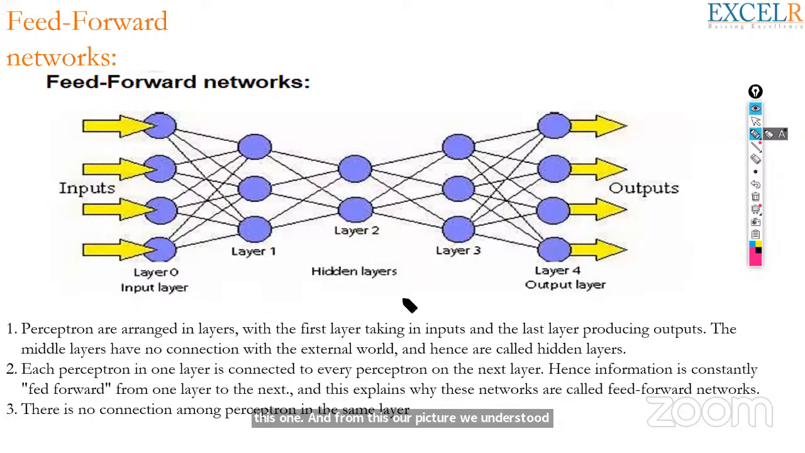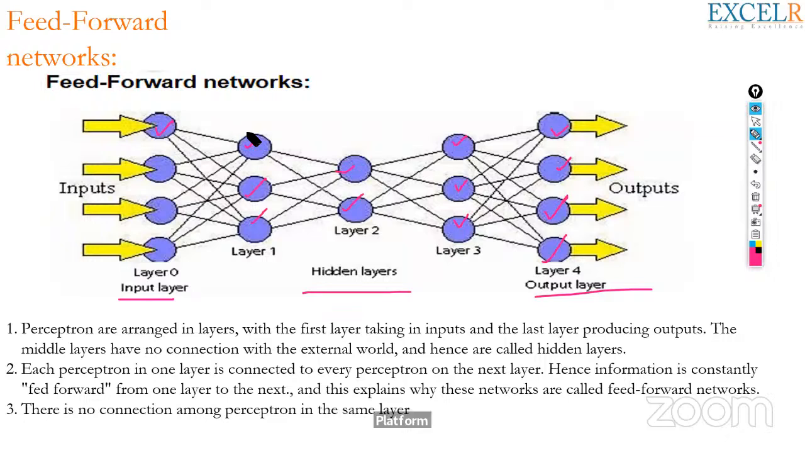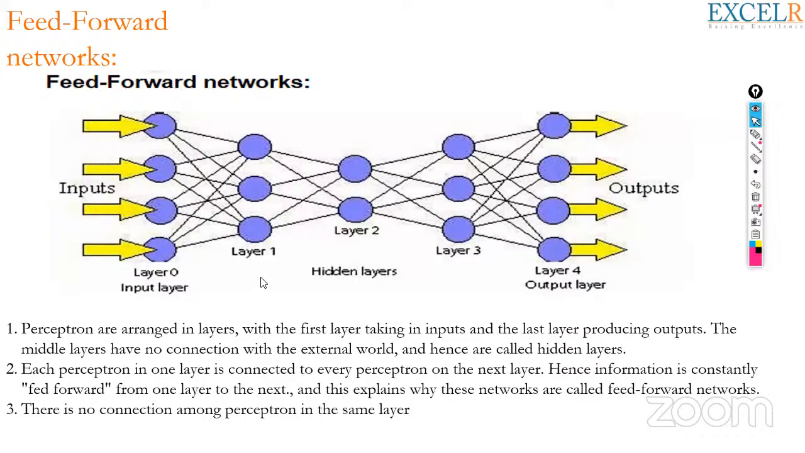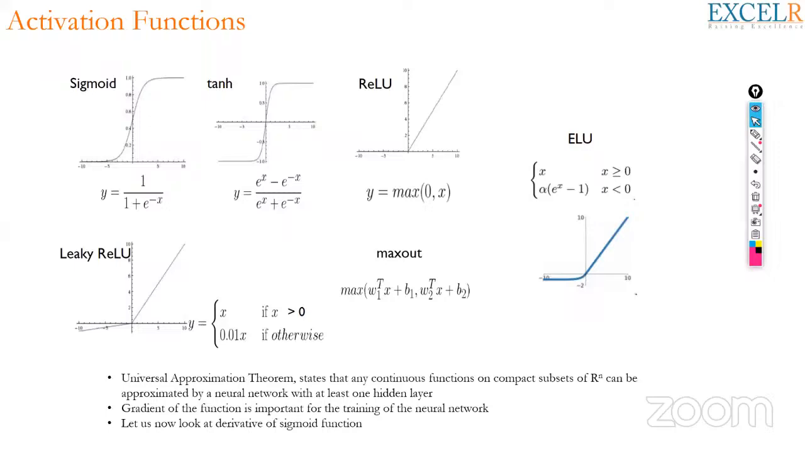From this architecture, we understood the concept of input layer, output layer, and hidden layers. What these nodes are, and what kind of processing these nodes perform. And then we saw why we call this kind of network a feed forward neural network or sequential neural network, right? And then we discussed some introduction regarding the activation function.